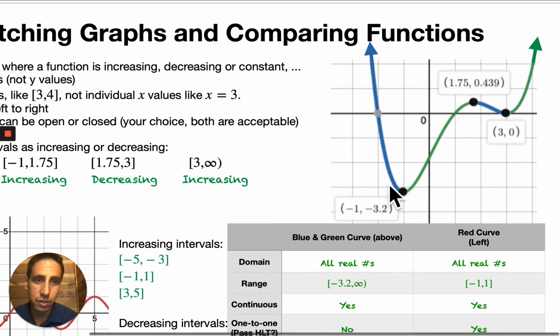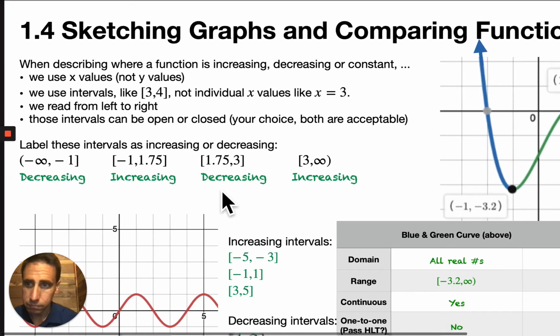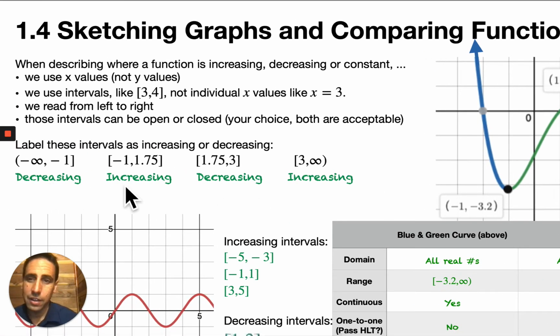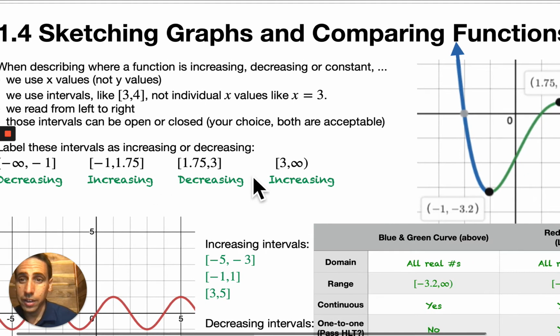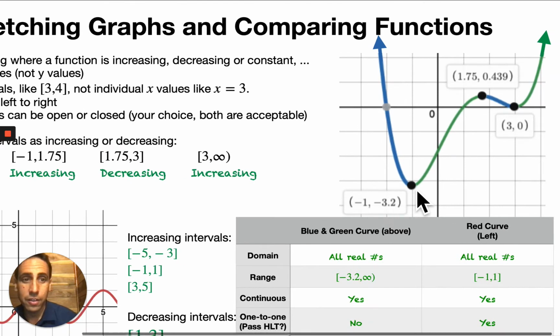It's this blue section right here. You see the x value is negative 1. So we can say that this is decreasing. Go ahead and make sure you're writing that down. And then increasing, negative 1 to 1.75. Here, the x value of negative 1 to the x value of positive 1.75. This whole section right here is increasing.